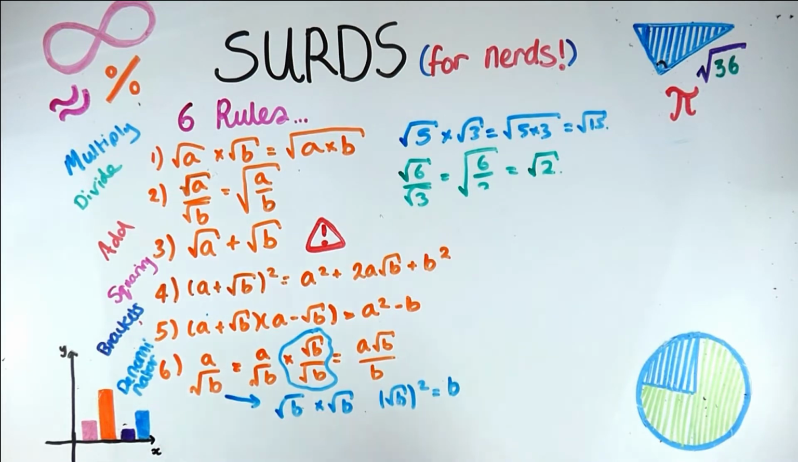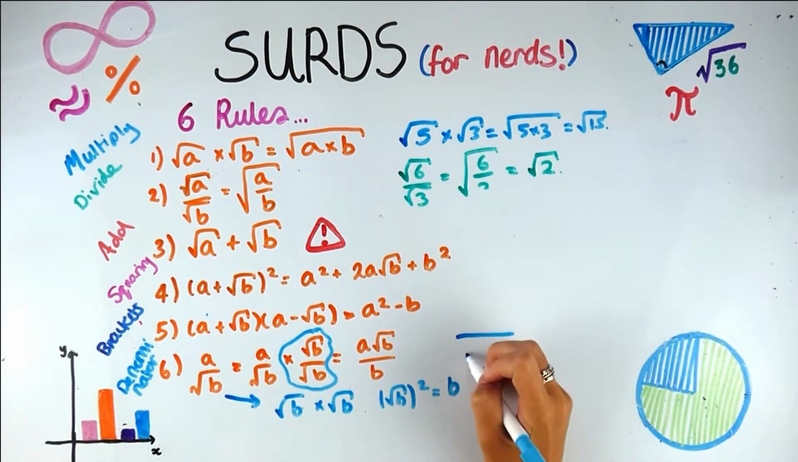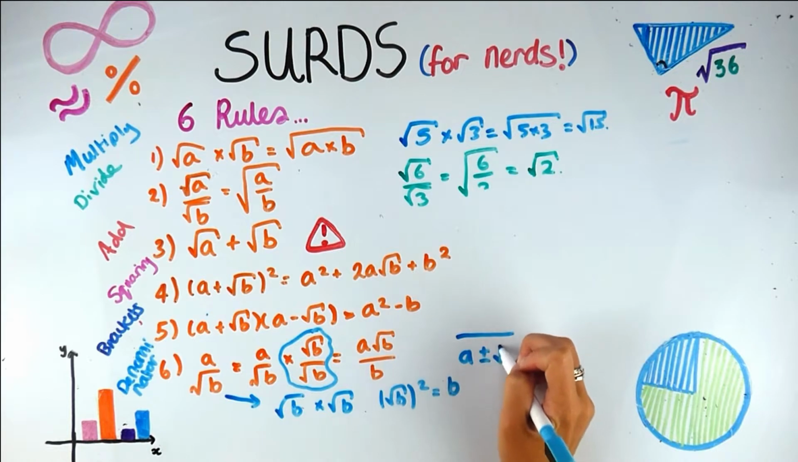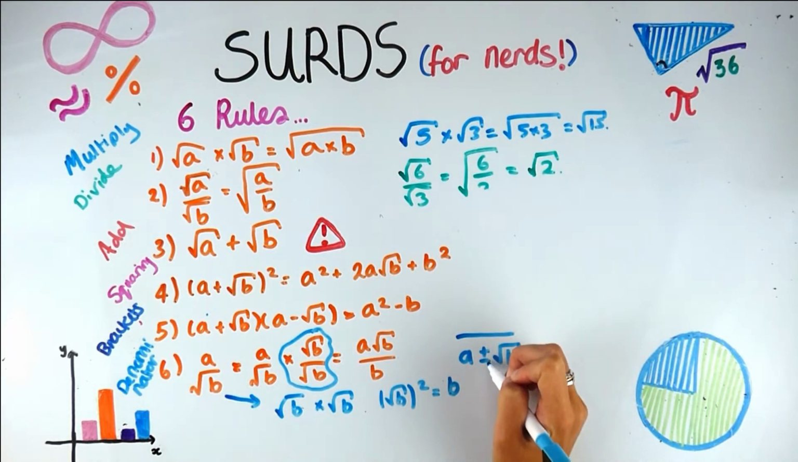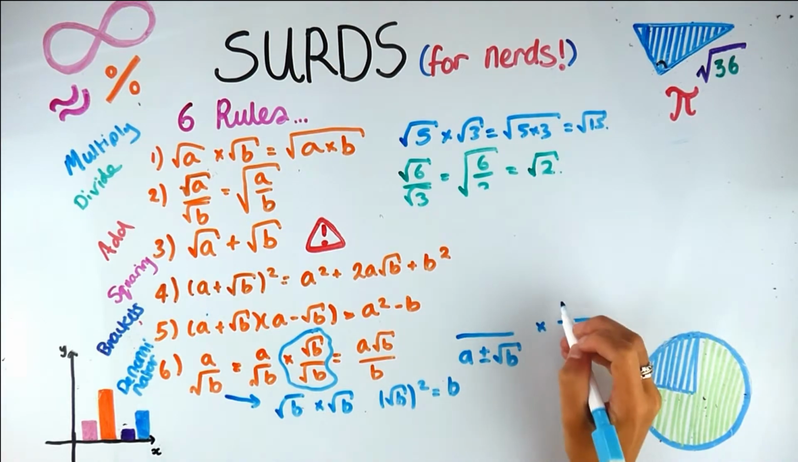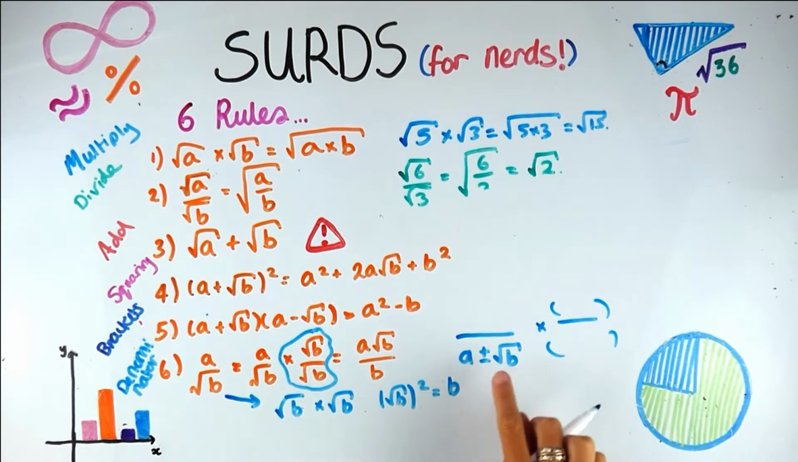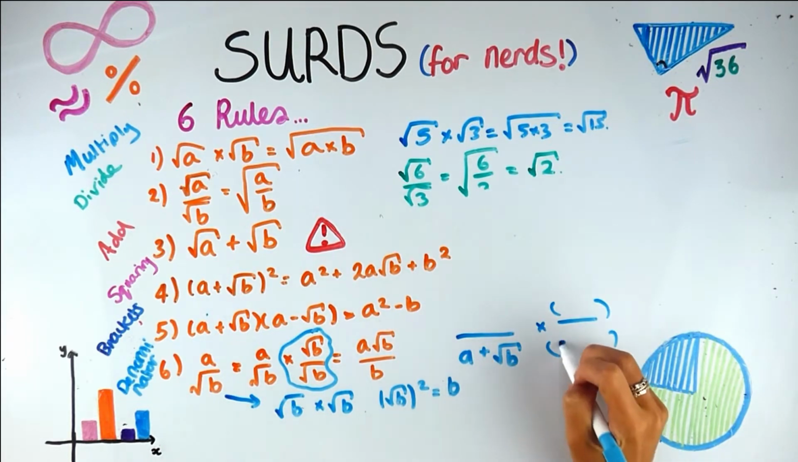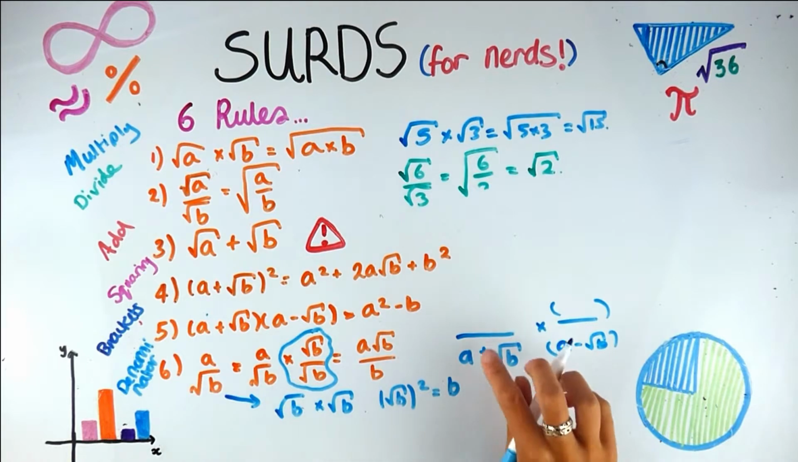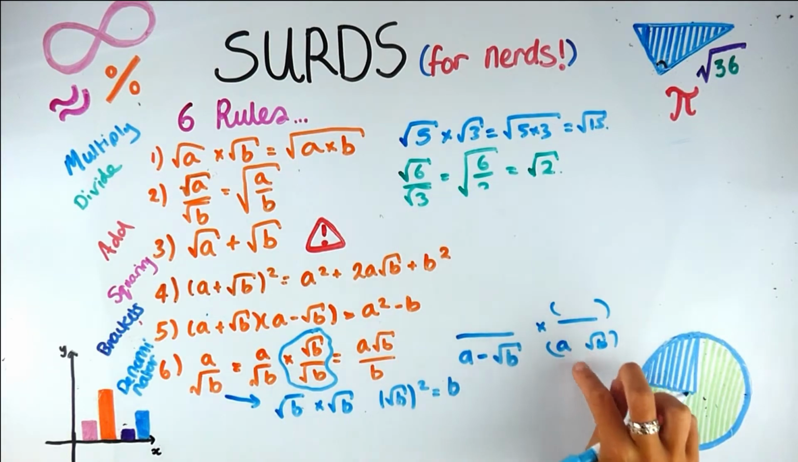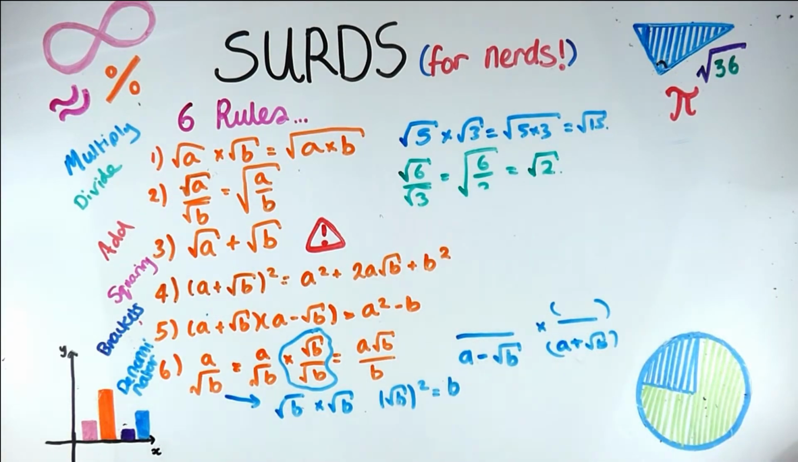Important thing to note is if you have something that looks like this, a plus or minus root b on the bottom, whether it will be plus or minus, you multiply it by, on top and on bottom, the same thing, but you change the sign. So if it has a plus there, I multiply it by a minus root b. But if it had a minus there, I multiply it by a plus root b. And we're going to see an example of that next.